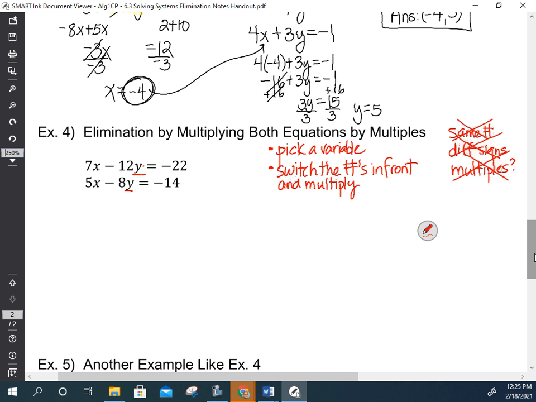We're going to switch the numbers in front. So this means we're going to take the top equation and multiply it times 8, because 8 was below it. We're going to take the bottom equation and multiply it times 12, because that wasn't attached to it. So that's the first thing we're going to do. We're just going to multiply.